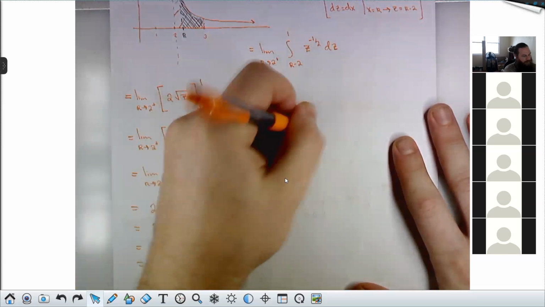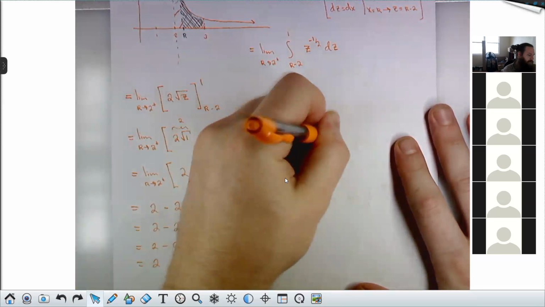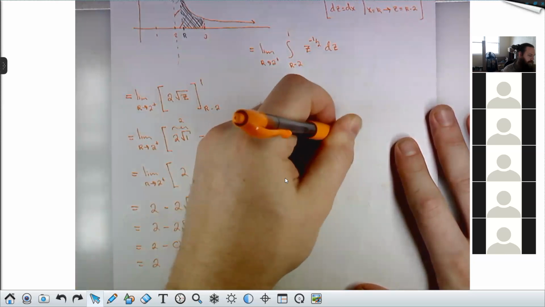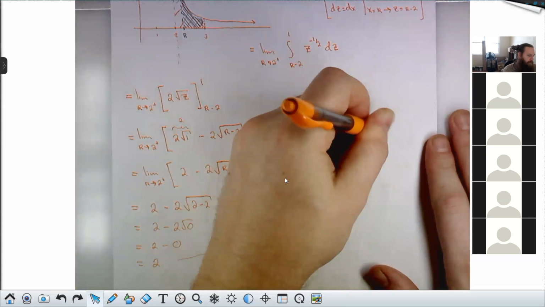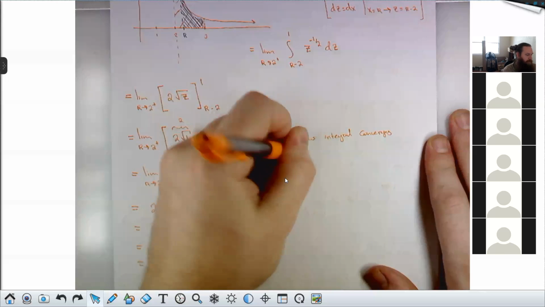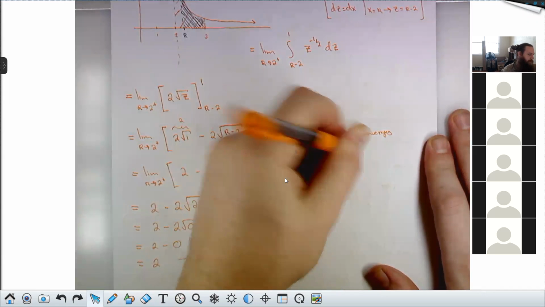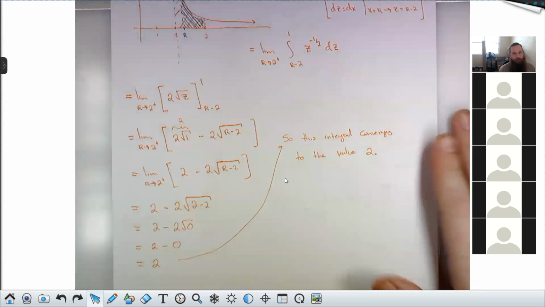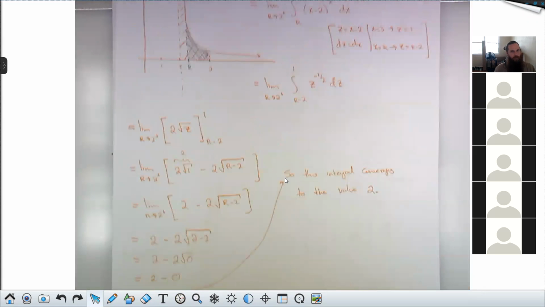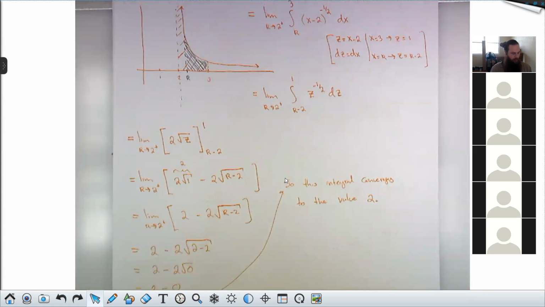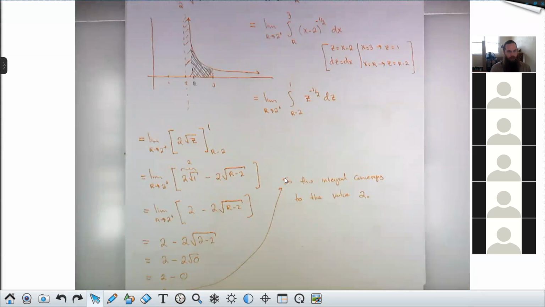So this integral converges to the value 2. In other words, the area here is finite. The area we were looking at originally here is finite.